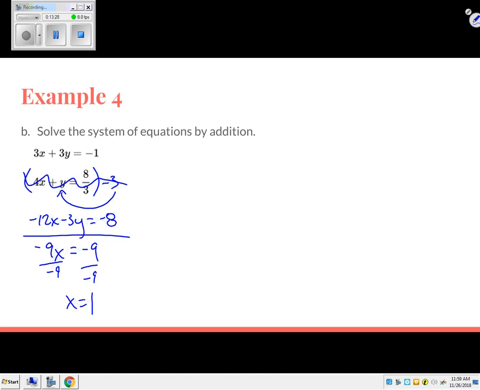So if my x is 1, what I'm going to do now is back substitute. Again, I've got to back substitute into one of these. If I mark that one out, I'm just going to back substitute into this top one right here. So 3 plus 3y equals negative 1.